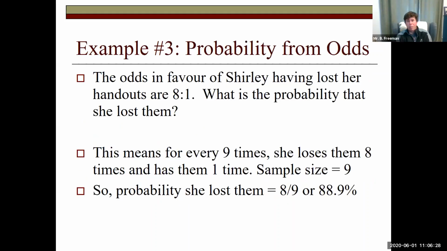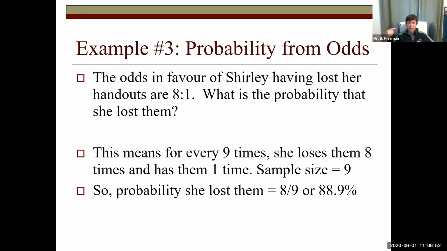We can go in the opposite way too. What can be a little more challenging is when I give you an odds situation and then you need to back up and get the probability. Again, I'll show a formula on the next screen, but I think common sense is the way to go here. If the odds in favor of Shirley having lost her handouts are 8-1, what's the probability that she lost them?